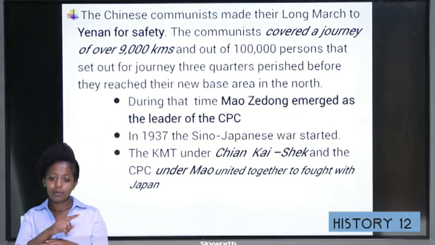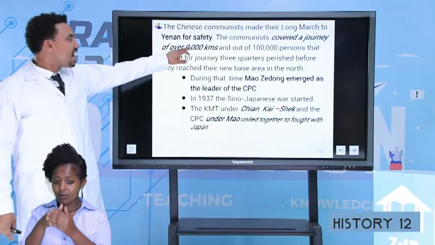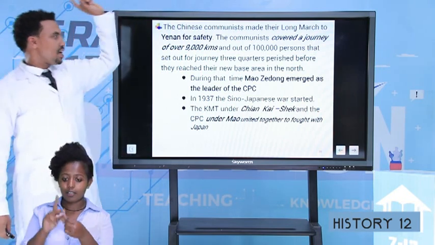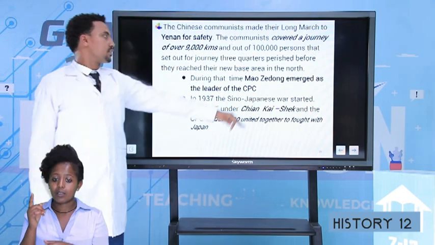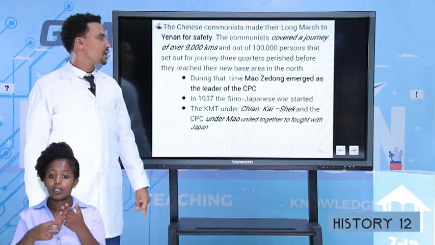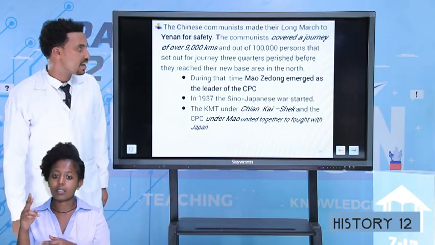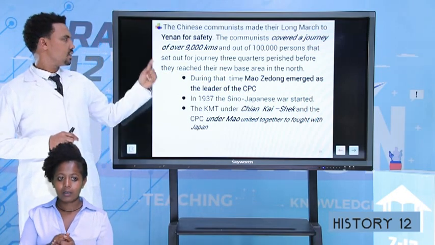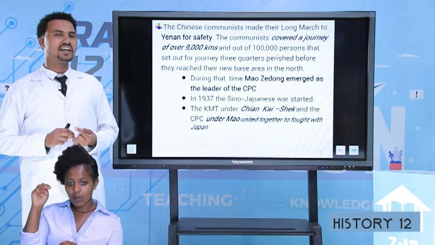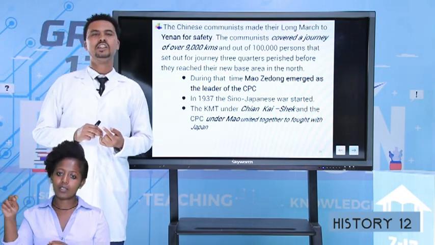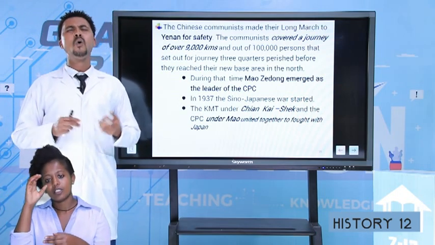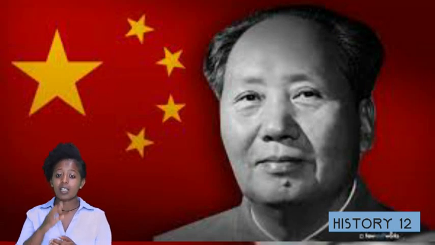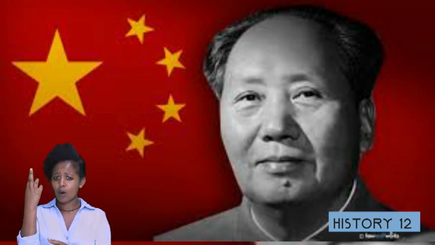Mind you, the long march covered 9,000 kilometers. Out of 100,000 persons that set out on the journey, three-quarters perished before they reached the new base area in the northern part of China. During the journey, Mao Zedong emerged as the leader of the Communist Party of China. Student, who was Mao Zedong? Mao was the founder, or the father, of modern China.